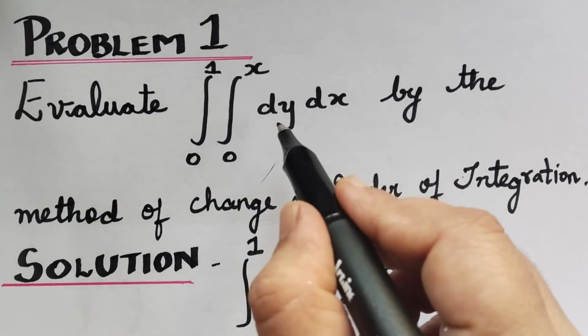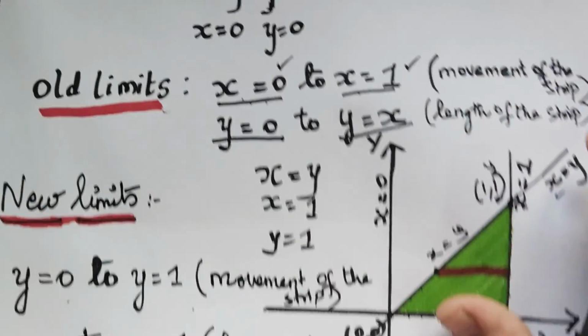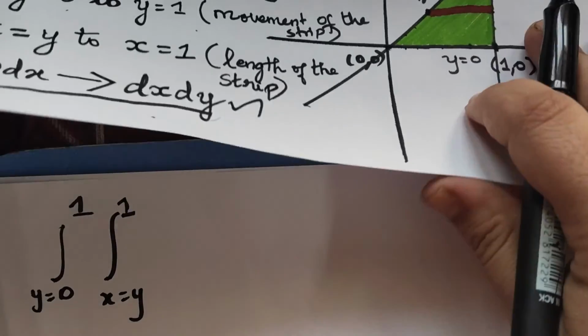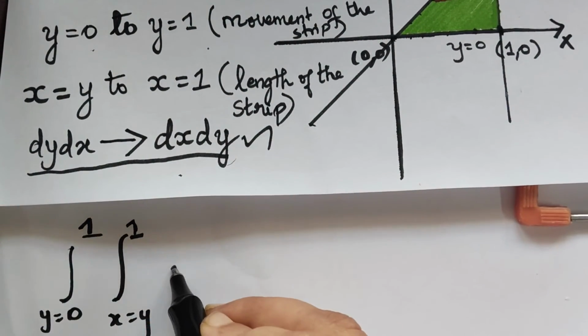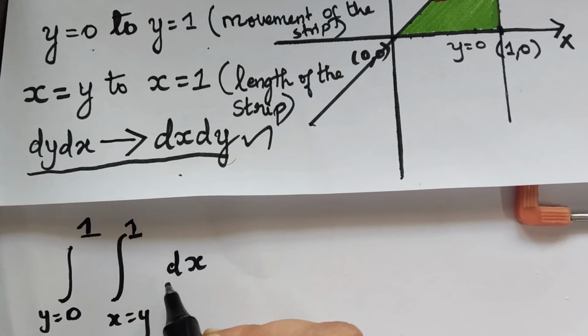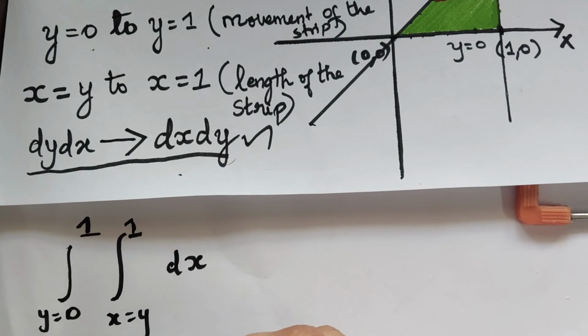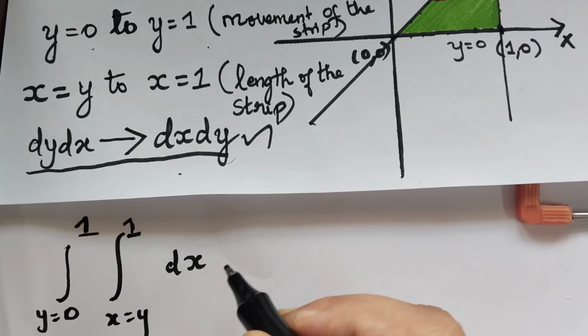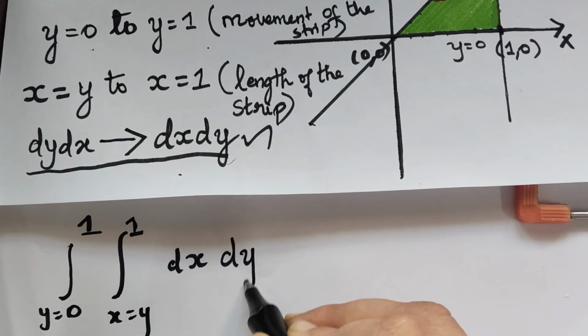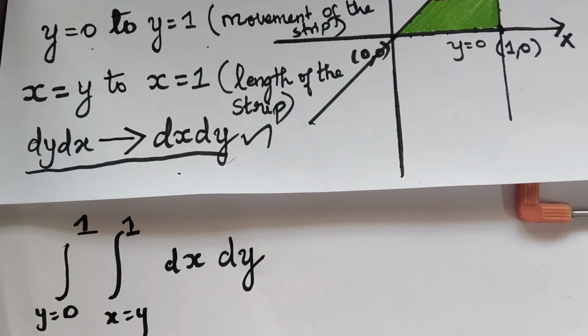Then we have to write the given function. Here it is directly given as dy dx. So we have to write that. So it will be dx now, because we have changed the order of limits and the first limit is with respect to x, and so we have to integrate first with respect to x, then with respect to y. So let us do this now.